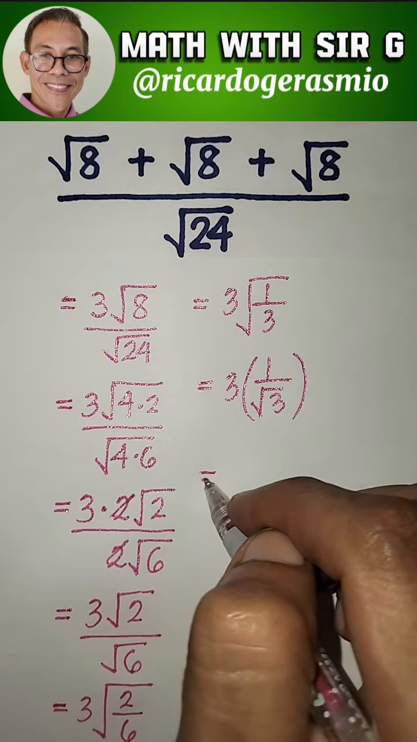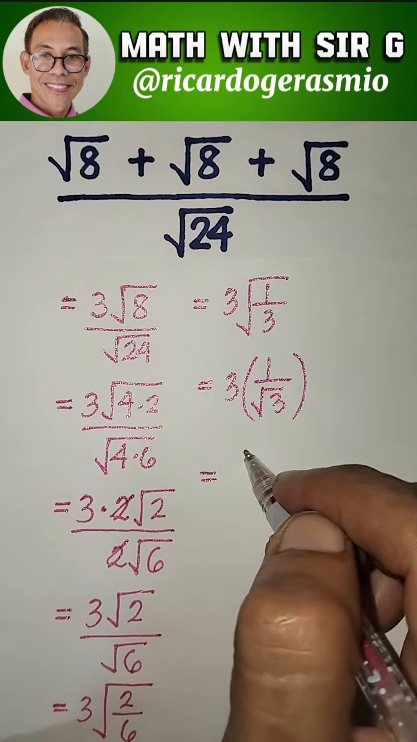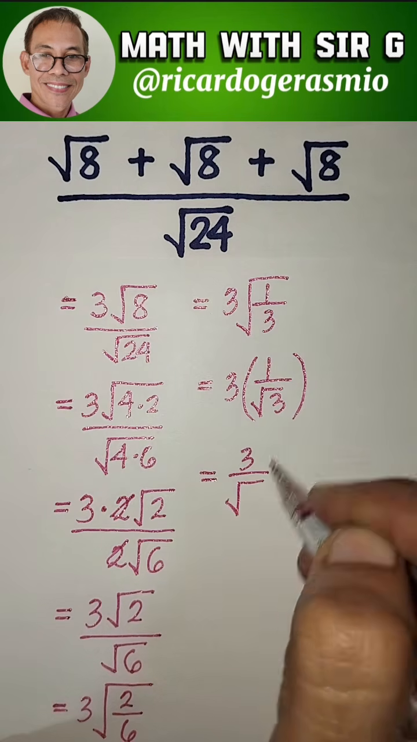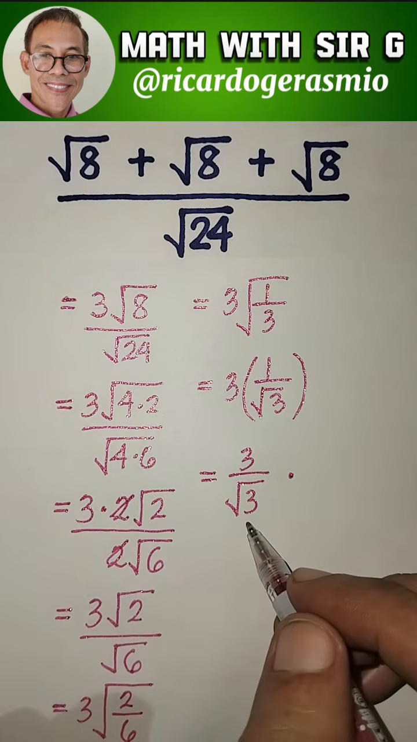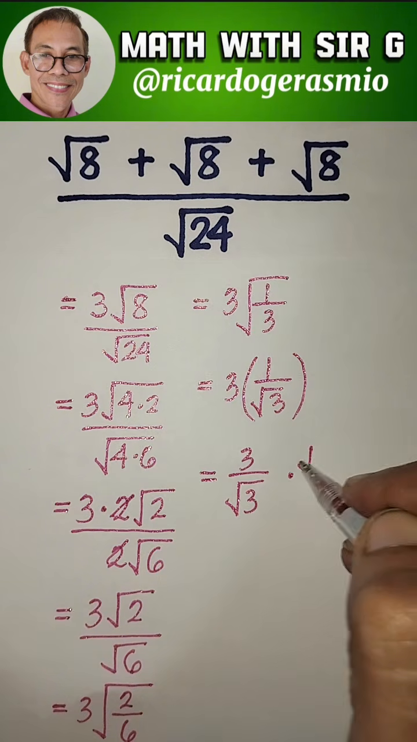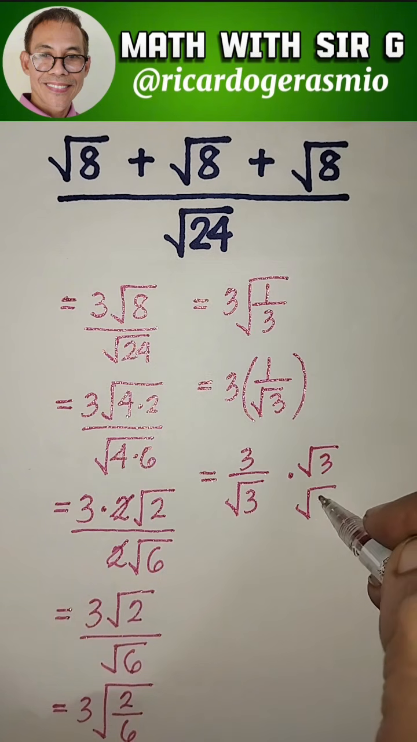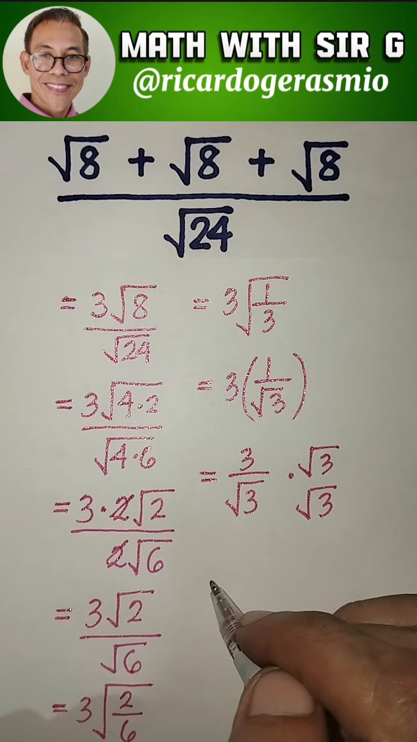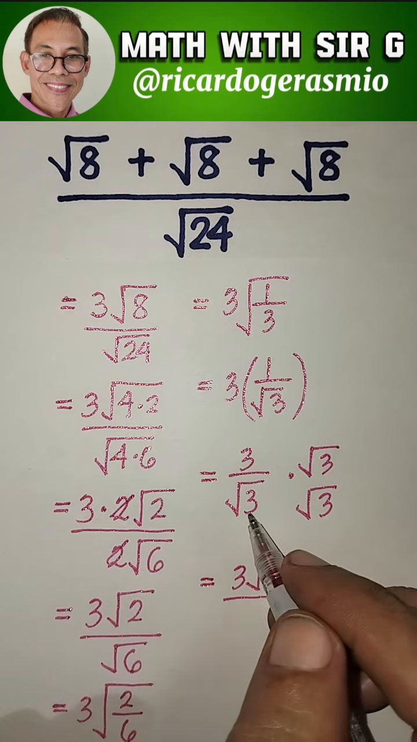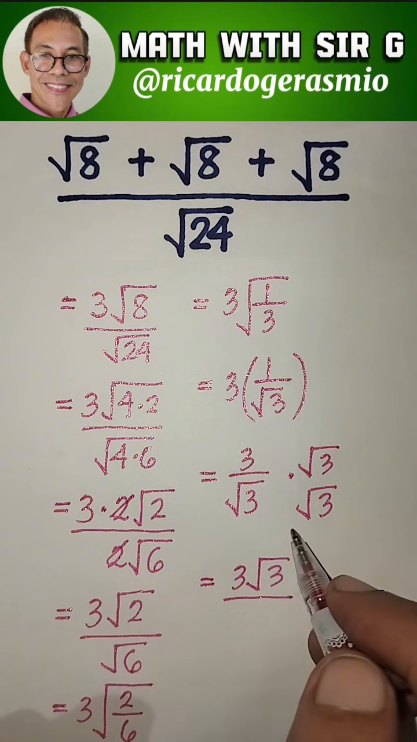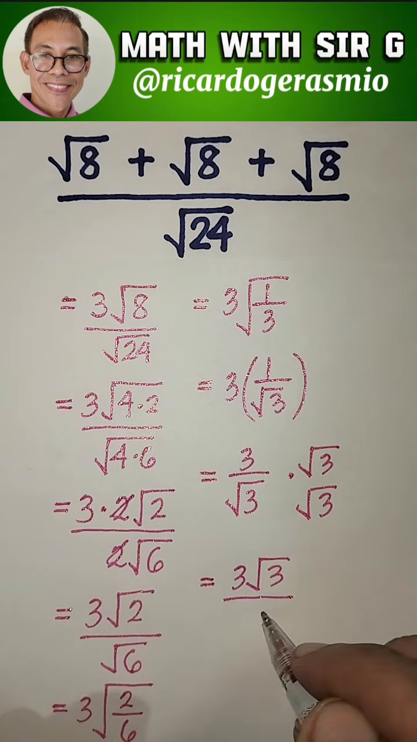Okay, so next we will multiply 3 here. So 3 times 1 is 3 over the square root of 3. So next guys, let's multiply 3 over square root of 3 by square root of 3. So 3 times square root of 3 is 3 square root of 3 over 3, or square root of 3 times square root of 3 is square root of 9. And the square root of 9 is 3.